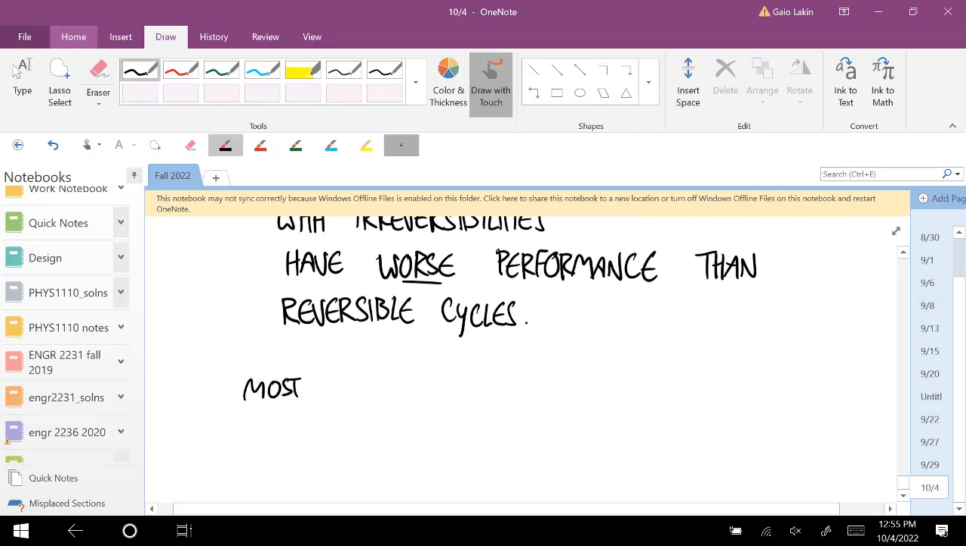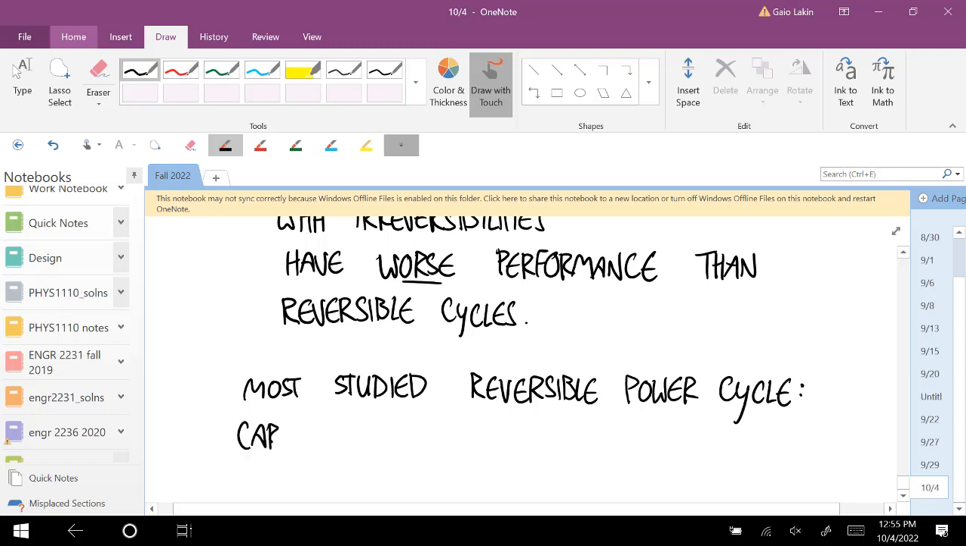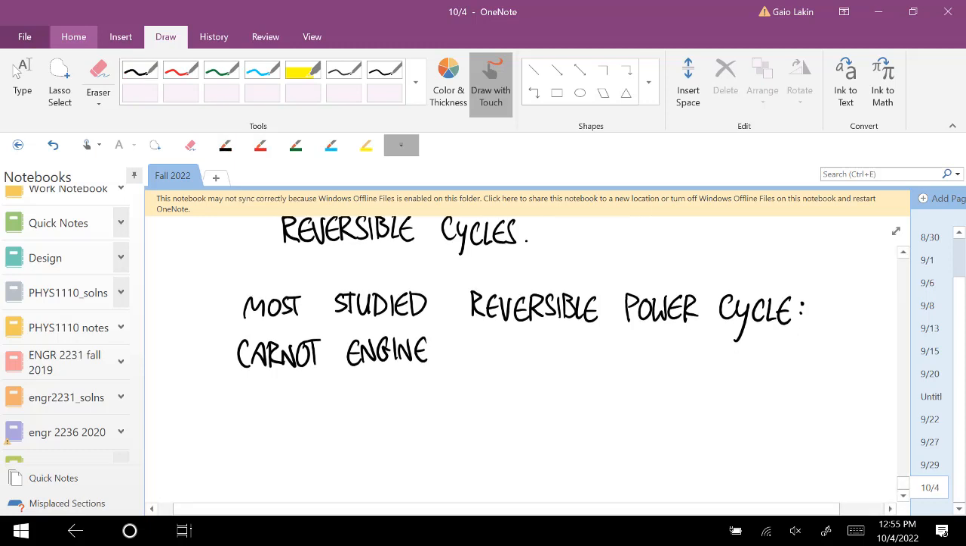And I'm not going to talk about this much right now, but the most studied reversible power cycle is called the Carnot engine. Different people start this cycle in a different place, but I'm going to start it like this. It's an isothermal expansion. I mostly just want to get this in your notes. We're not going to use this.